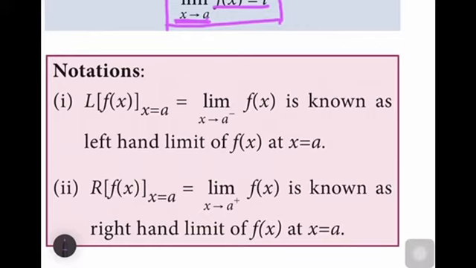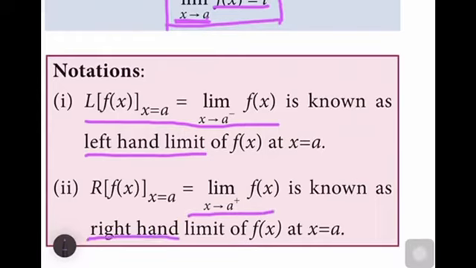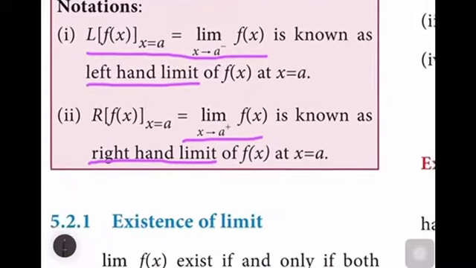So L of f of x at x equal to a is equal to limit x tends to a minus f of x. Limit x tends to a minus f of x is the left hand limit at x is equal to a. R of f of x, that is limit x tends to a plus f of x, is known as the right hand limit of f of x. So left hand limit, right hand limit we can calculate for the function.